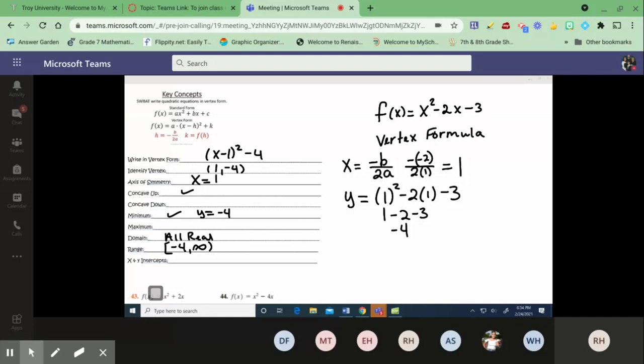My y-intercept is, it's looking at you, 0, -3.